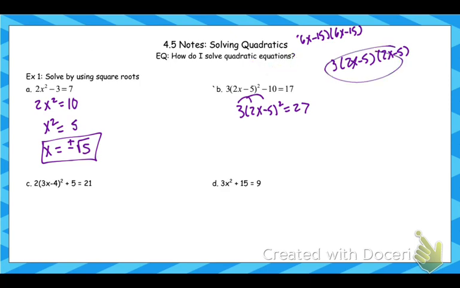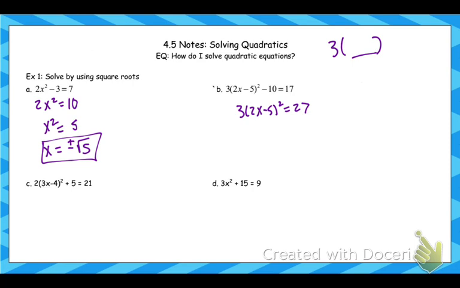So moral of the story here, do not distribute that number if you have a squared here or a cubed there or anything else. You can only distribute if you have just regular plain old parentheses with nothing else. Okay, so going back, we'll go ahead and divide by 3.